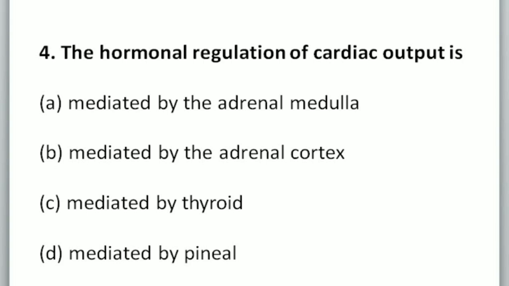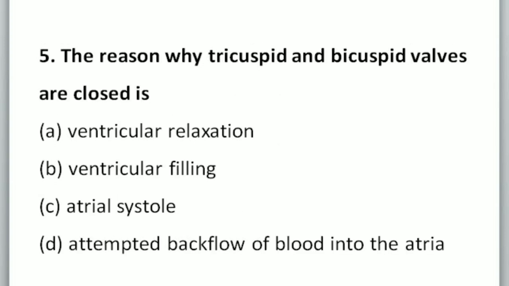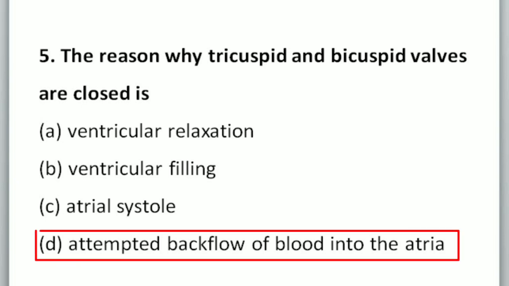4. The hormonal regulation of cardiac output is A. Mediated by the adrenal medulla, B. Mediated by the adrenal cortex, C. Mediated by thyroid, D. Mediated by pineal. Answer A. Mediated by the adrenal medulla. 5. The reason why tricuspid and bicuspid valves are closed is A. Ventricular relaxation, B. Ventricular filling, C. Atrial systole, D. Attempted backflow of blood into the atria. Answer D. Attempted backflow of blood into the atria.